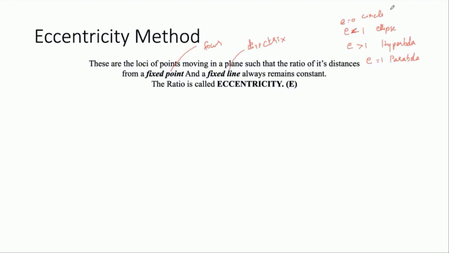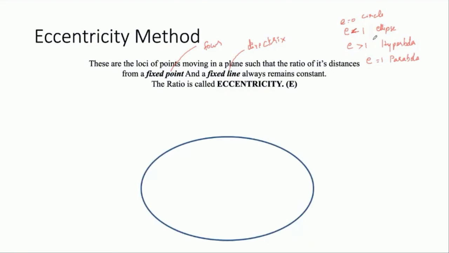When the E value is less than 1, it is an ellipse. When E value is greater than 1, it is a hyperbola. When E value is equal to 1, it is a parabola. So these are the definitions for all the three curves. You can use it for all the three curves, but mention the value of E as less than 1 for ellipse, greater than 1 for hyperbola, and equal to 1 for a parabola. Right. So again, this is also defined by the same process.